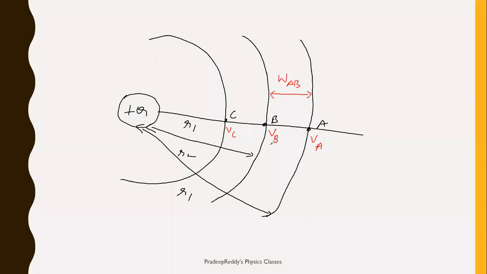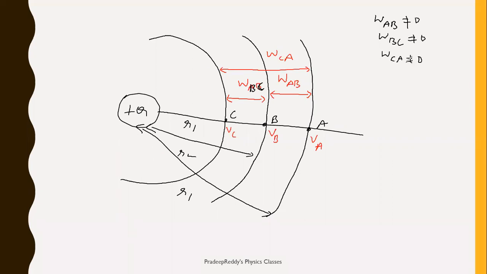WAB. In between these two points you can do some work. This is WAB. And in between these two positions, you can bring a test charge from one point to another point, which I will write as WCA. Remember that in all these work done, WAB is not equal to 0. WBC, I'm sorry, this is BC. WBC is not equal to 0. WCA is also not equal to 0.